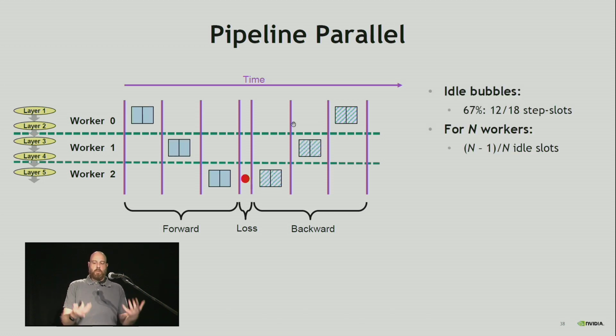This actually is a pretty poor example of a pipeline because at any given point in time, we only have a single worker doing any computation. So for 2/3 of the time, for the 12 step slots that we have in this diagram, we were idling.